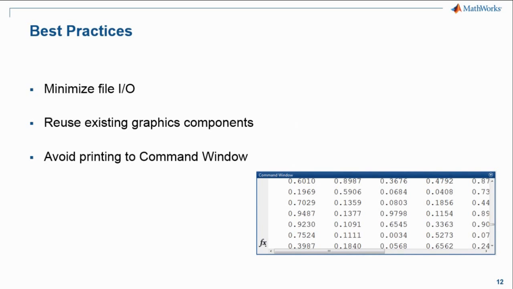So what are some good best practices here? First, we want to minimize file I/O. It's much faster to have data in RAM than it is to read it from disk. Try to reuse graphics components if you can, rather than clearing or overwriting ones that exist, modify them. And also, if you've ever left the semicolon off a large array, you might notice that it takes a little while. Printing to the command window isn't the fastest thing in the world, so it's okay for prototyping, but when you actually move something into production, or when you need to have it run really quickly, it pays to not print to the command line.